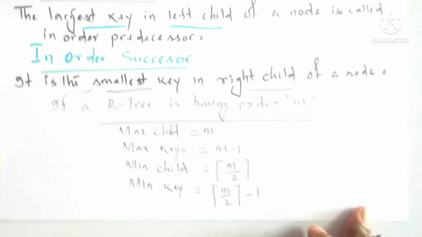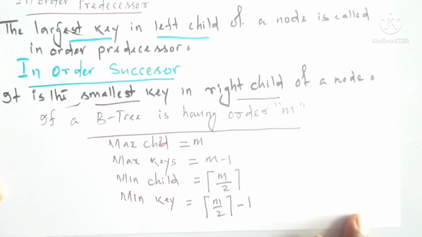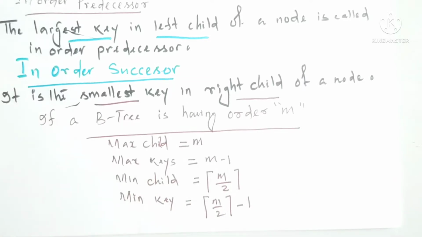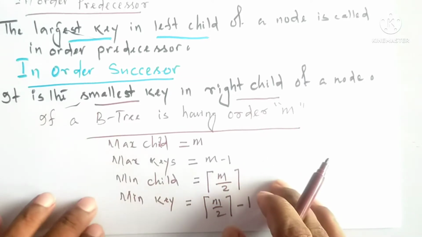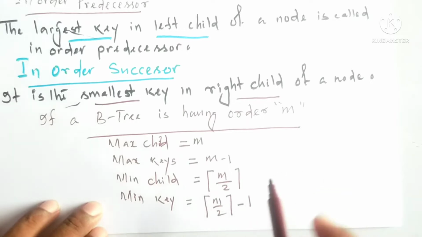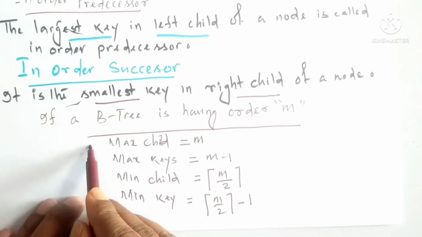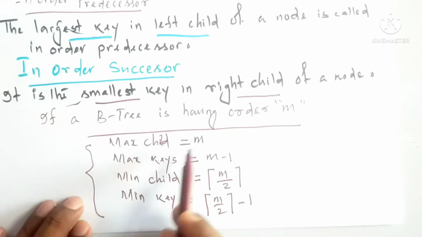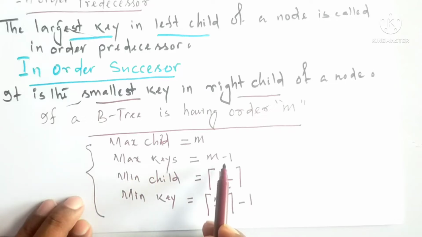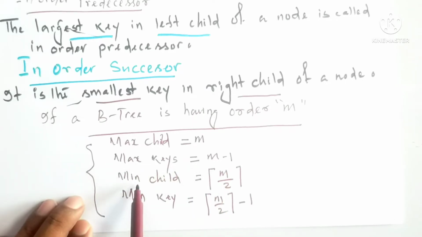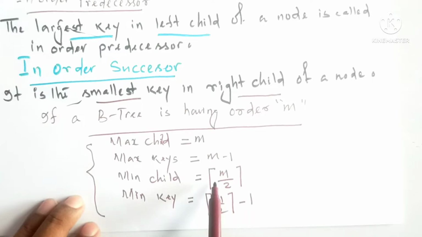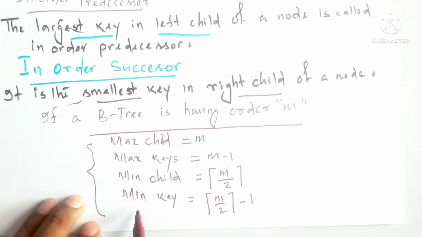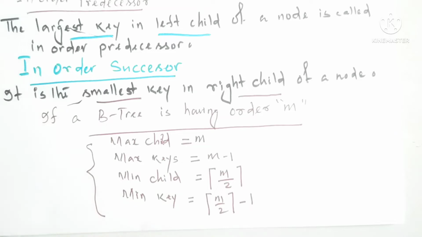Alright. So these are things you need to keep in mind at the time of designing a B tree and deleting a value from the B tree. That property should be maintained. We can keep a maximum of m children and a maximum of m minus 1 keys in each node. The minimum number of children in each node is the ceiling of m by 2, and the minimum keys in each node is the ceiling of m by 2 minus 1.